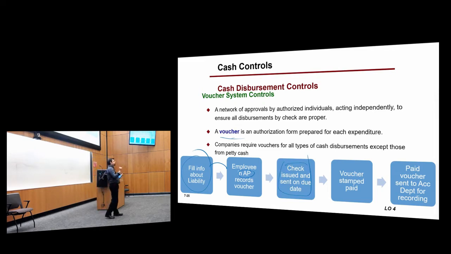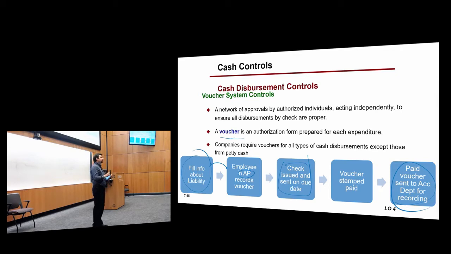At the same time, once the check is sent, the company would stamp the voucher as paid to avoid paying the same voucher twice. Okay? Once it's stamped paid, this is it. And then it's sent to be recorded in the accounting department. That means that this is the payment of that purchase order. So for example, let's say that you purchase something on account. This is where it starts with the liability. It ends with the accounting department recording the payment.